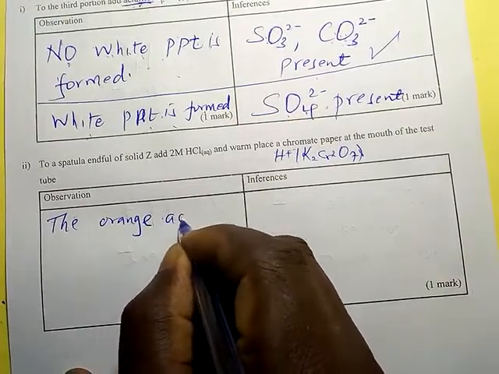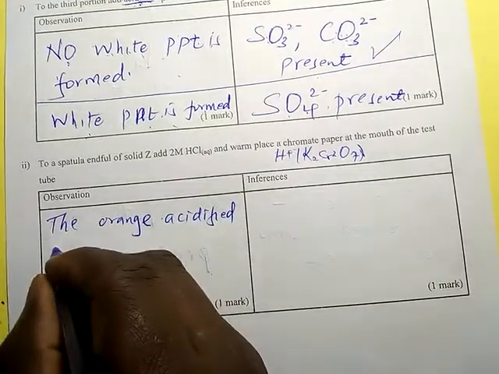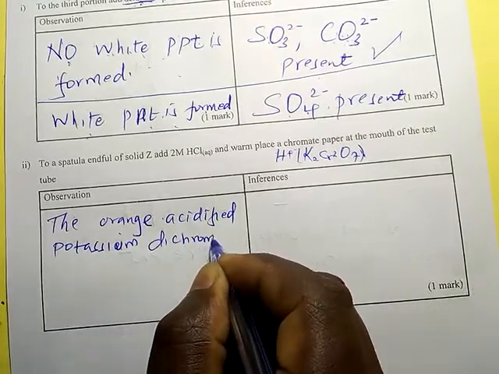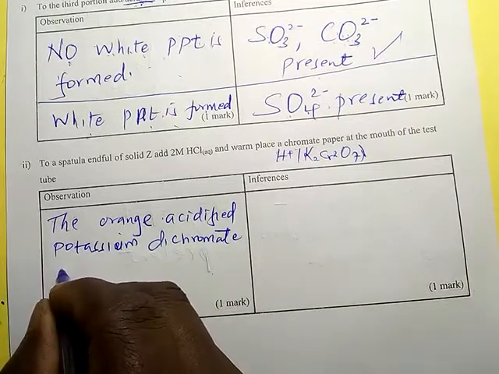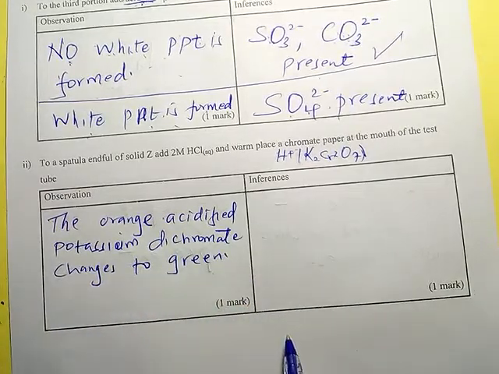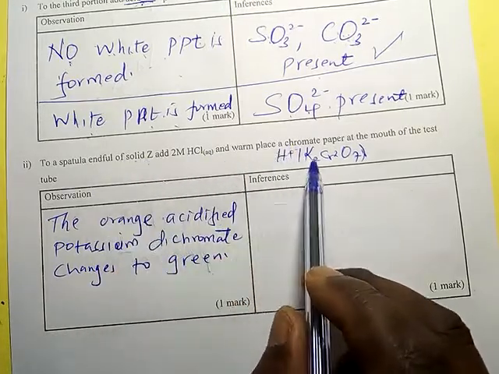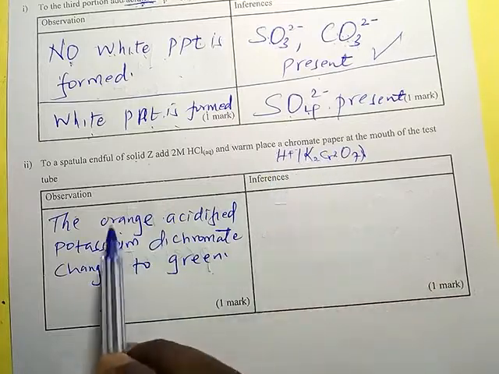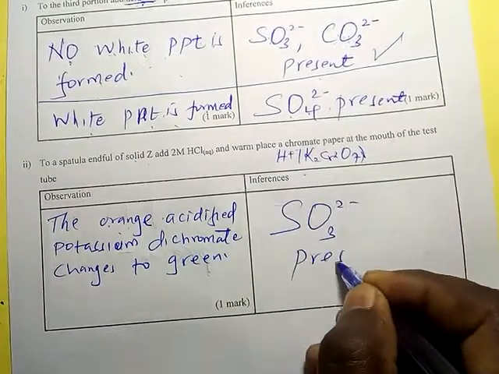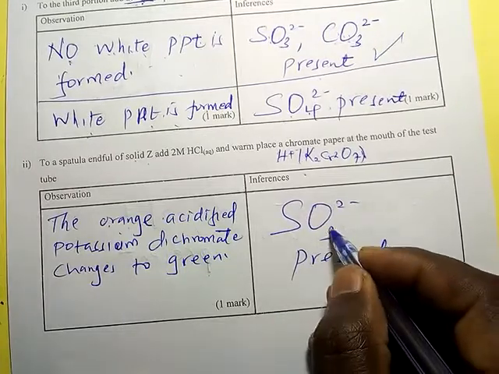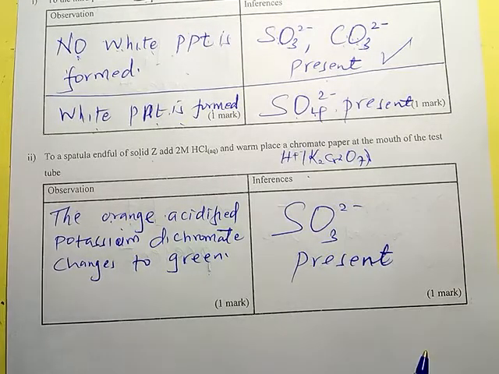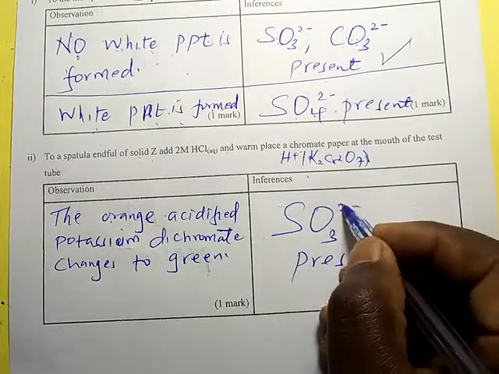The orange acidified potassium dichromate, this is the one we used, changes to green. So if you are adding a solid and the acidified potassium dichromate changes from orange to green, what it is confirming is that the SO3 2- is present. For better understanding on this one, I would refer you to salts and their compounds. As you read that topic, you will see this one working there very well.